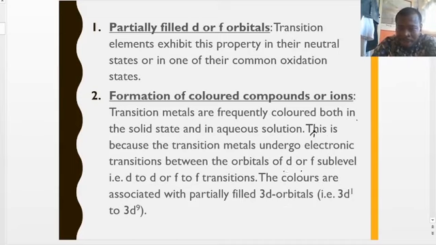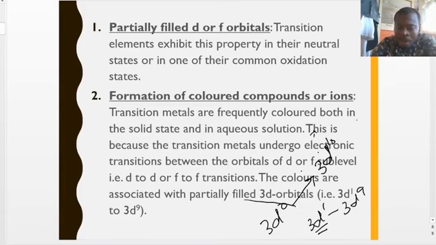You have to realize that the colors are associated with partially filled d orbitals. This is only observed in those elements that have partially filled d orbitals, for example, from 3d1 to 3d9. Elements with empty d orbitals, that means elements that do not have d electrons in their d orbitals at all, like 3d0, and those that have fully filled d orbitals like 3d10, will not undergo this color change. That's why elements like scandium, Sc3+, will not have a distinguished color. This is going to be colorless. Ions like Zn2+ will also be colorless, because in the case of Sc3+, the d orbital is completely empty, so it has a 3d0.